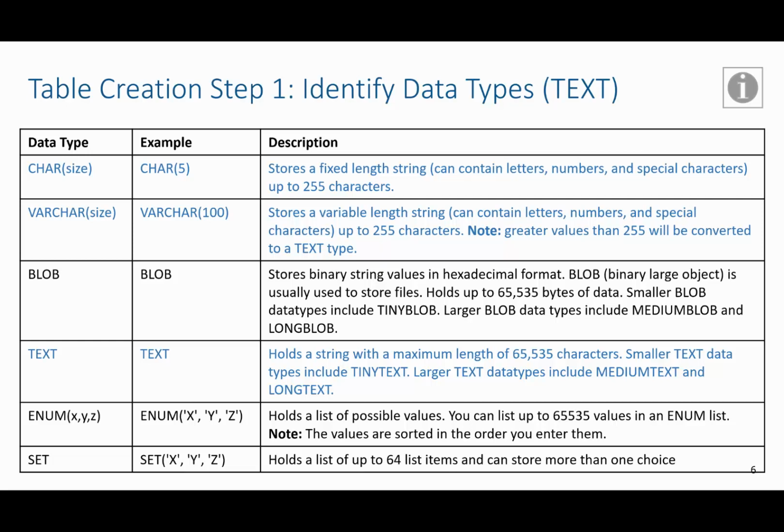Enum and set allow you to store a list of values in your database. Enum is different than set in that it has some semblance of order to it. So for example, if I had a list of 4 values for standing, such as freshman, sophomore, junior, senior, if I put them in that order, it will have that order when I try to sort by this column.